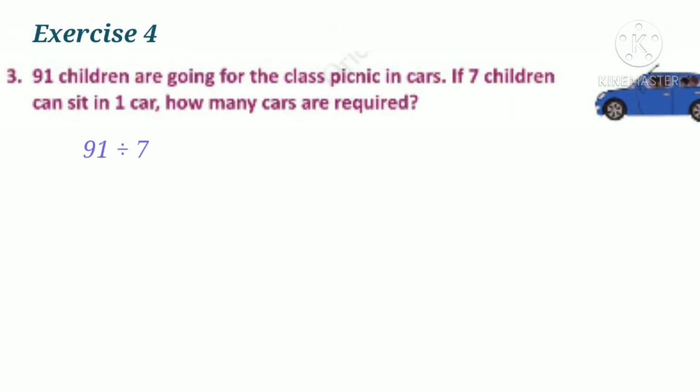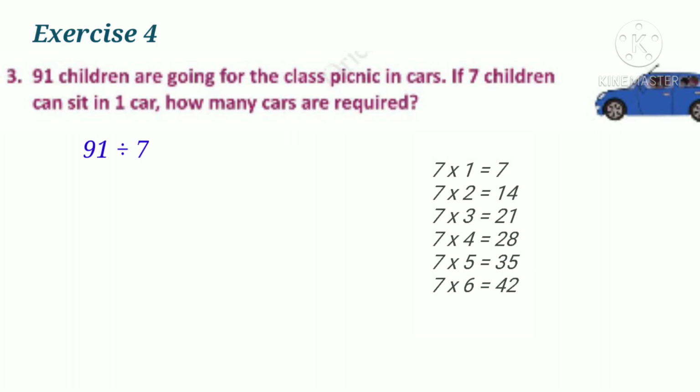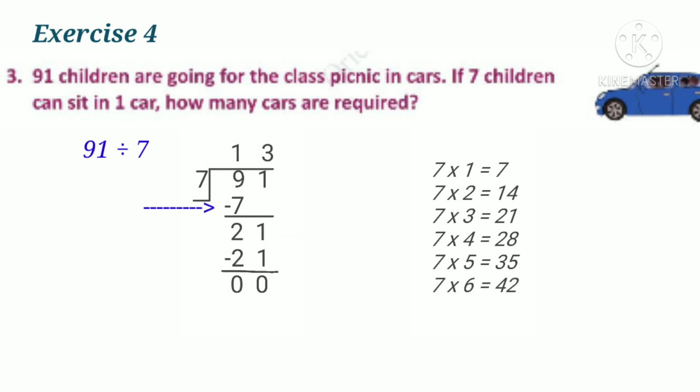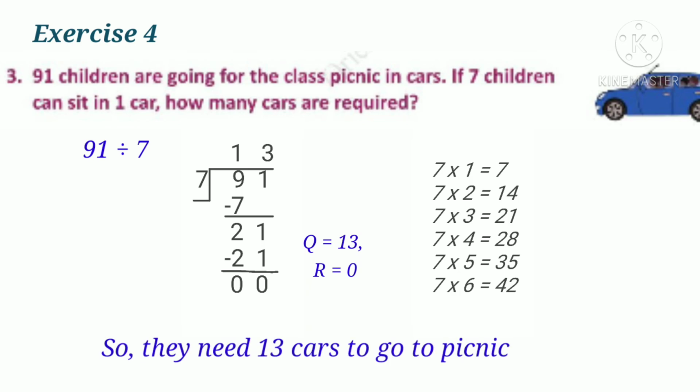Going to the word problem, 91 children are going for the class picnic in cars. If 7 children can sit in one car, how many cars are required? Divide 91 by 7. Writing the 7 table, we have 7 ones are 7, 2 is left, and taking the next number down, it becomes 21, 7 threes are 21. So they need 13 cars to go to the picnic.